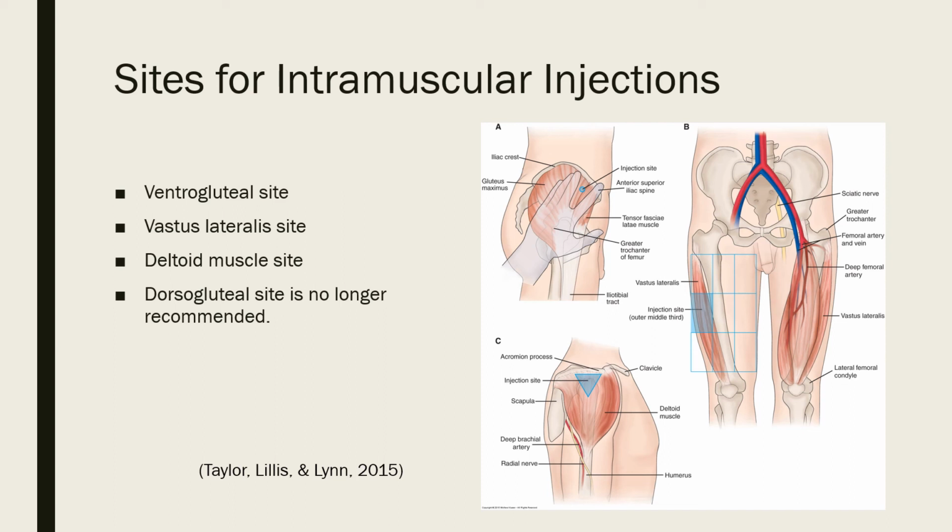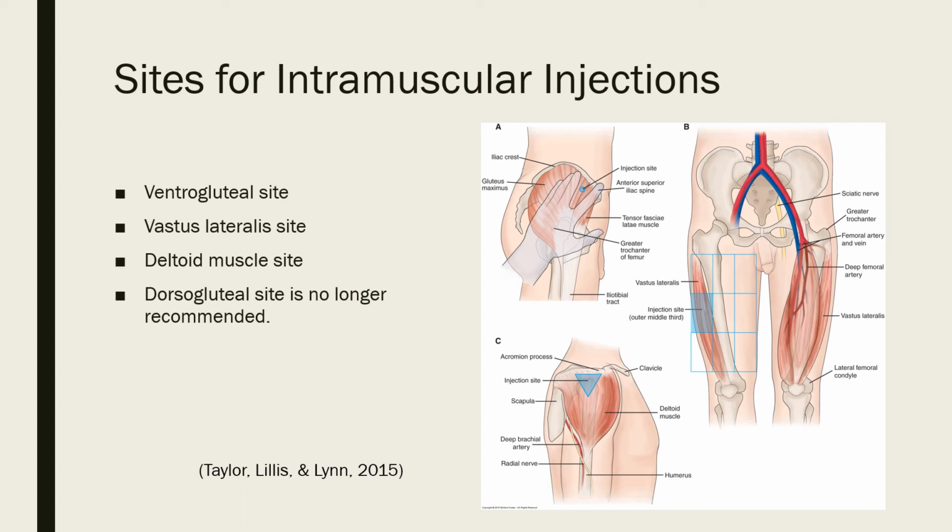So here are the sites. The ventrogluteal site and the vastus lateralis are the most common ones. The ventrogluteal is A, the vastus lateralis is B, and then the deltoid is C.